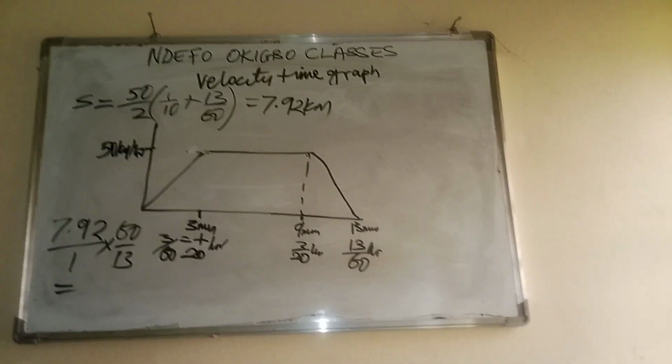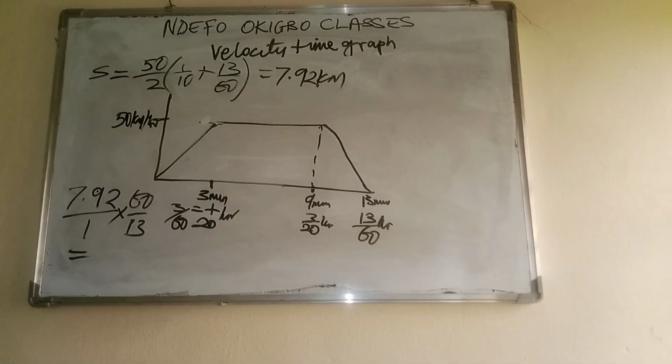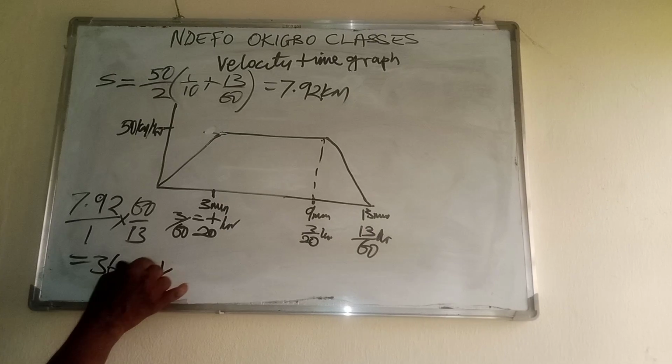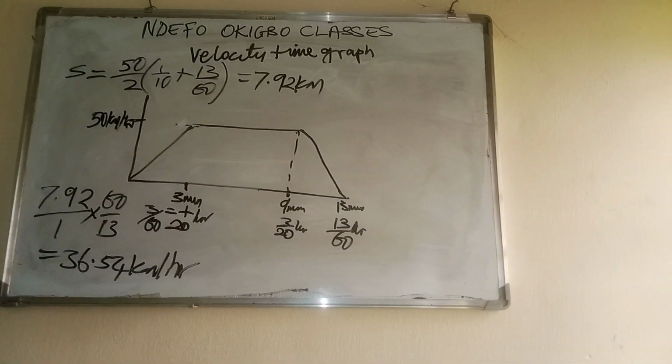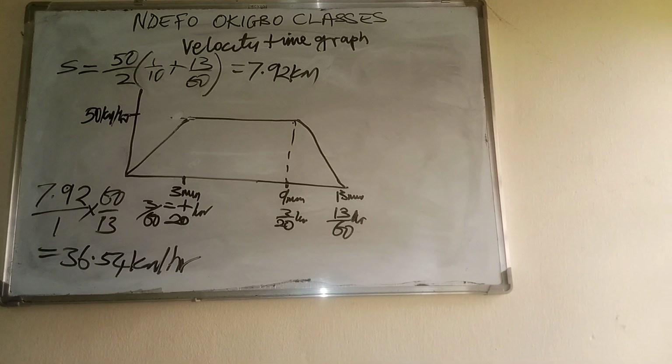That is 36.54 kilometers per hour. That is the average speed, the total distance divided by time.